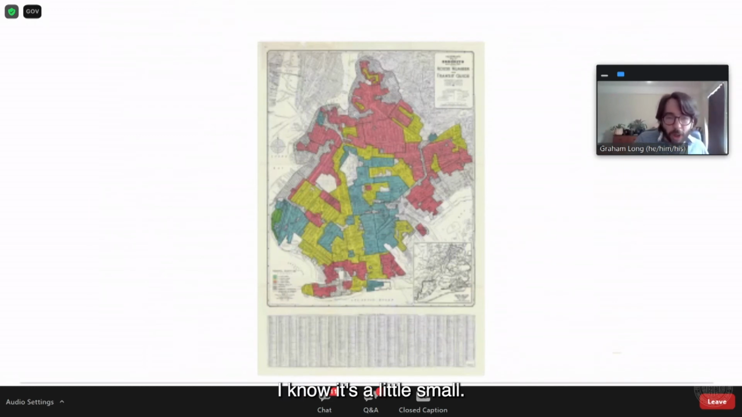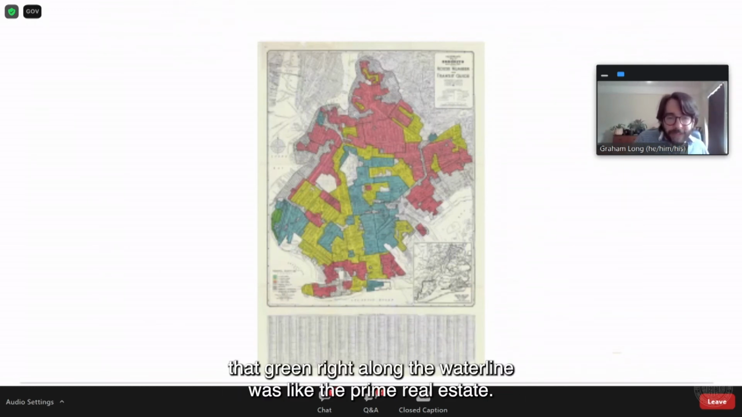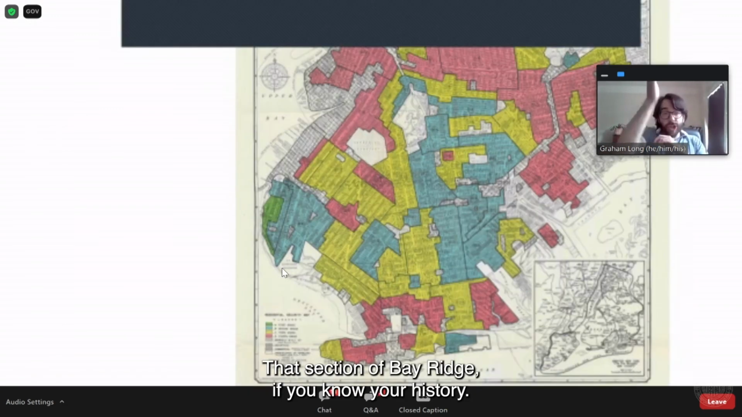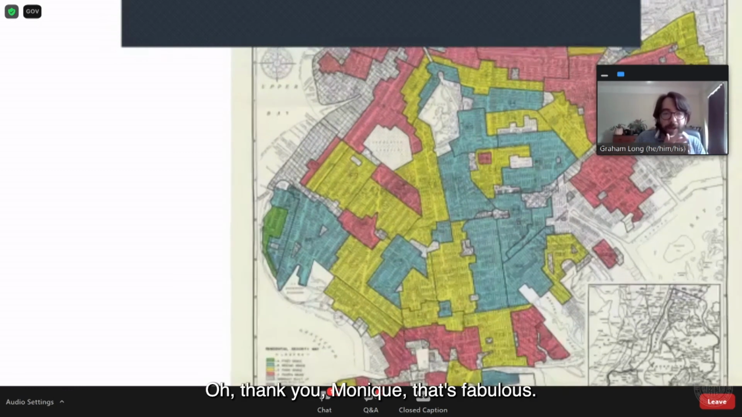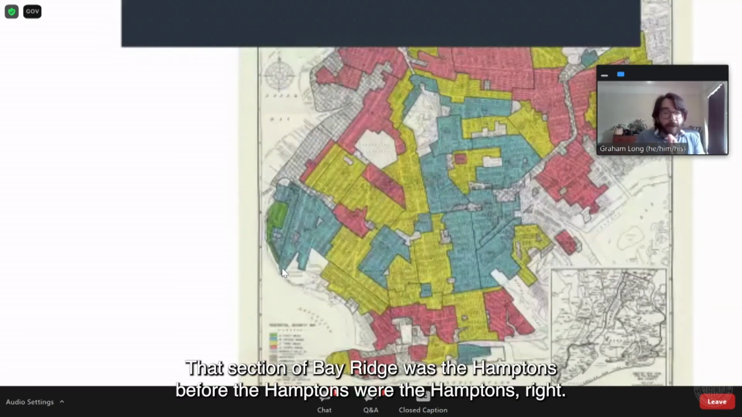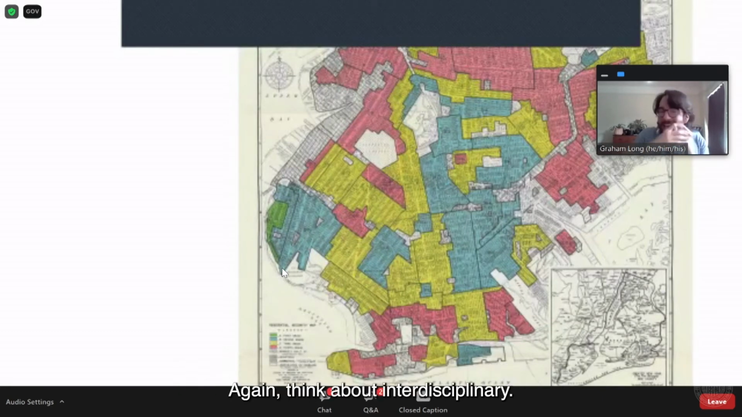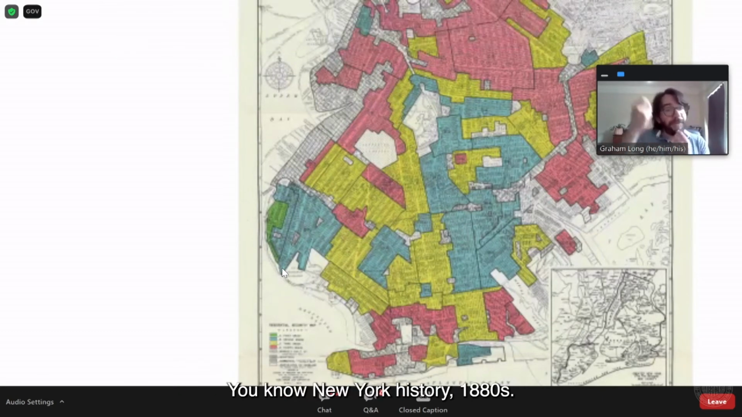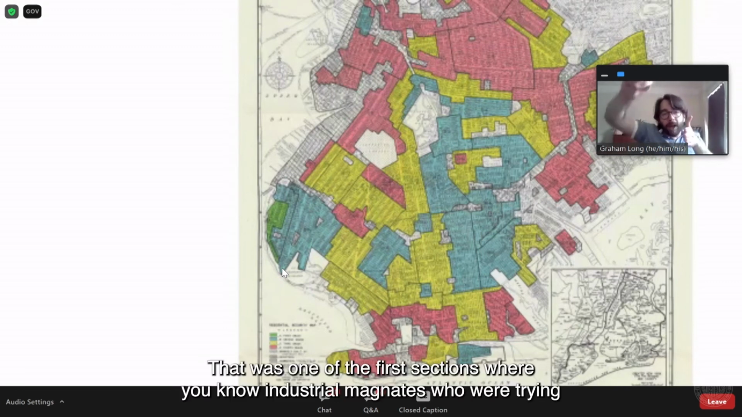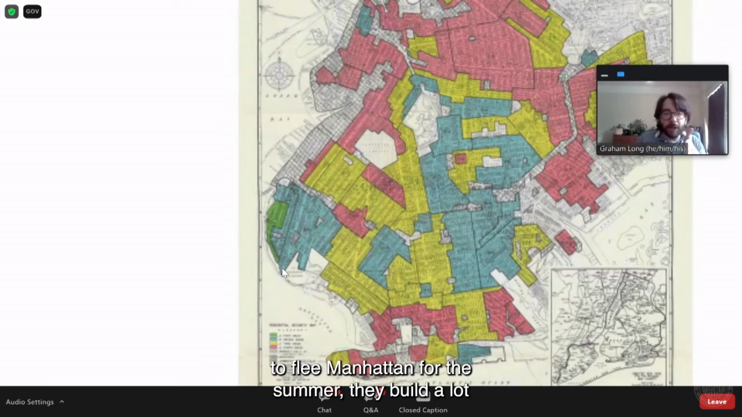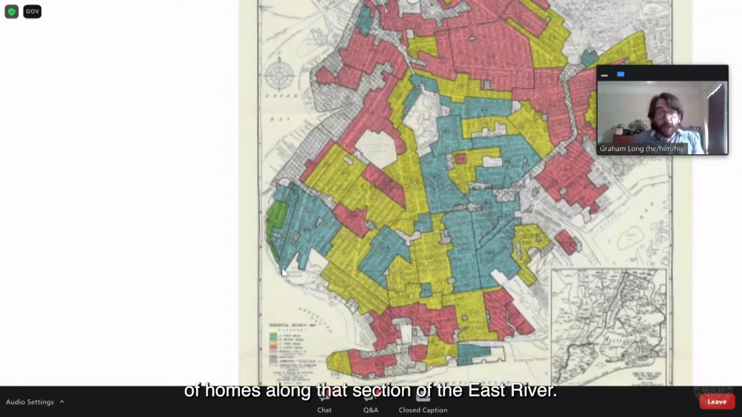I know it's a little small, but if you look over to the upper left, that green right along the water line was like the prime real estate. That section of Bay Ridge, if you know your history, oh, thank you, Monique, that's fabulous. That section of Bay Ridge was the Hamptons before the Hamptons were the Hamptons, right? Again, think about interdisciplinary. If you know New York history, 1880s, that was one of the first sections where industrial magnates who were trying to flee Manhattan for the summer, they built a lot of homes along that section of the East River.